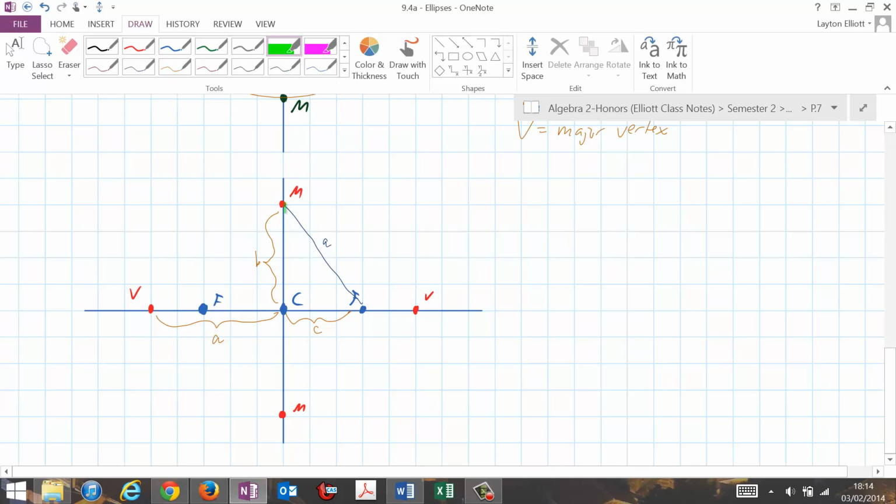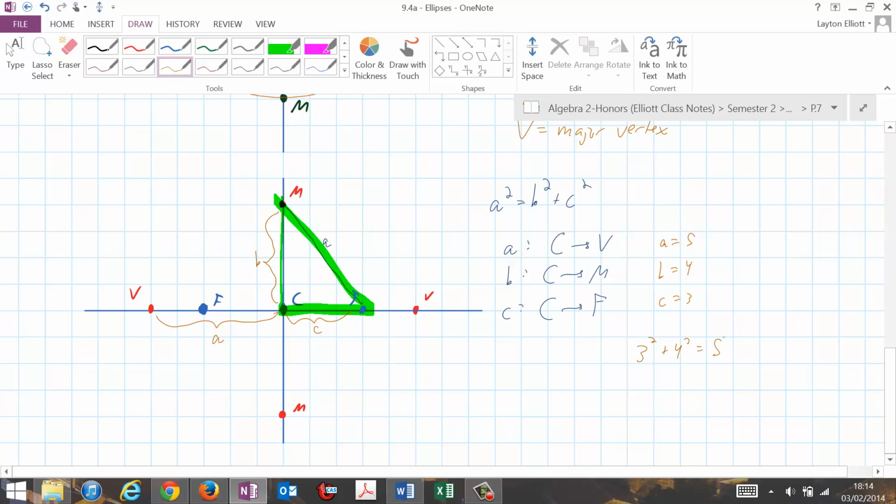And this creates a very, very important relationship between these three, that a squared is equal to b squared plus c squared. Remember that a is defined as the distance from the center to the vertex, b is defined as the distance from the center to the minor vertex, and c is defined as the distance from the center to the foci. And so if you know 2 of them, you can always get the third one. And if you look at the way that we've drawn this out, a here was equal to 5, b was equal to 4, and c was equal to 3. And in fact, 3 squared plus 4 squared is equal to 5 squared.